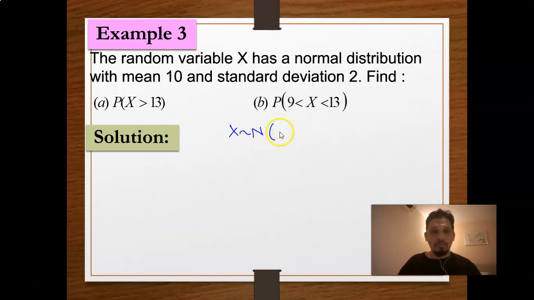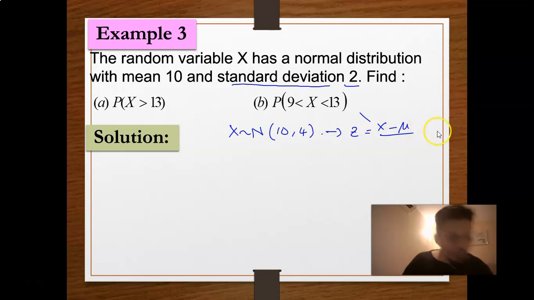Okay, with a mean of 10 and variance 4, so variance is equal to 4, and given here the standard deviation is equal to 2. So we transform this into z, the standardized variable, which is equal to x minus the mean, divided by the standard deviation.